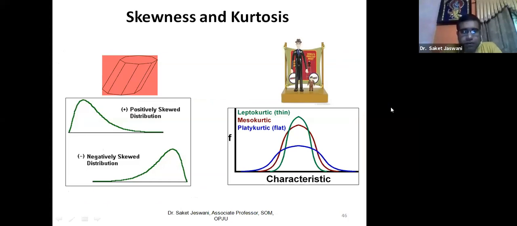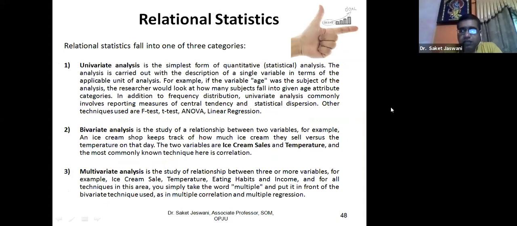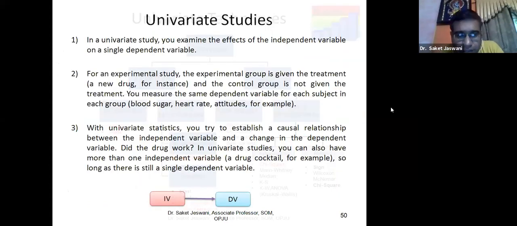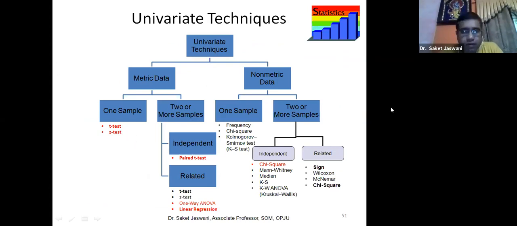Relational statistics talks about the relationship between variables. Correlation is the test where we check the relationship between variables. With one variable, we call it univariate; then bivariate and multivariate. Univariate studies use tests depending on the data. If it is metric data with one sample, you will use the t-test or z-test. If two or more samples, an independent or paired t-test, or regression. Non-metric data means non-normal data. For one sample, you will use frequency, chi-square, or the KS test. For two or more independent samples, you will use chi-square or Mann-Whitney. For two or more related samples, you will use the Sign test, Wilcoxon, McNemar, or the chi-square test.